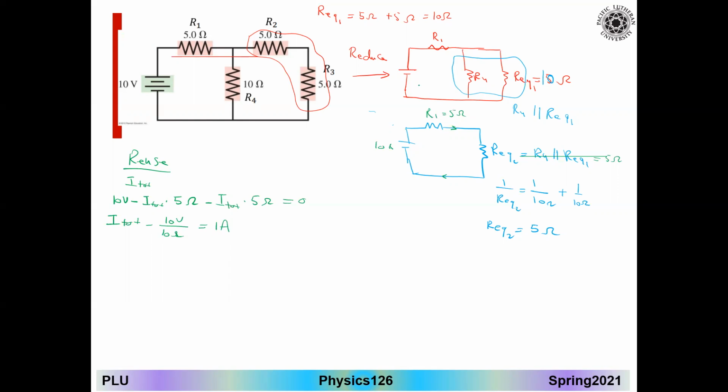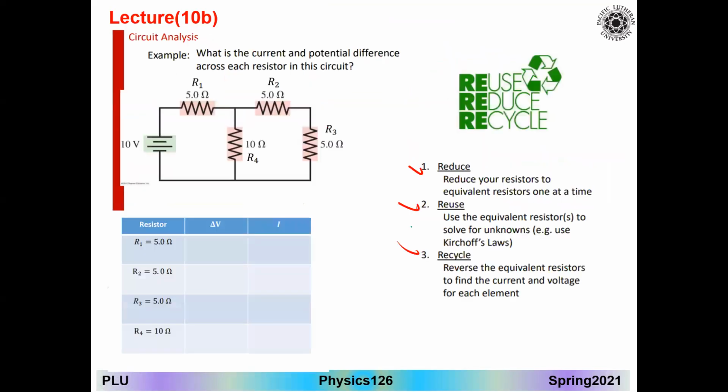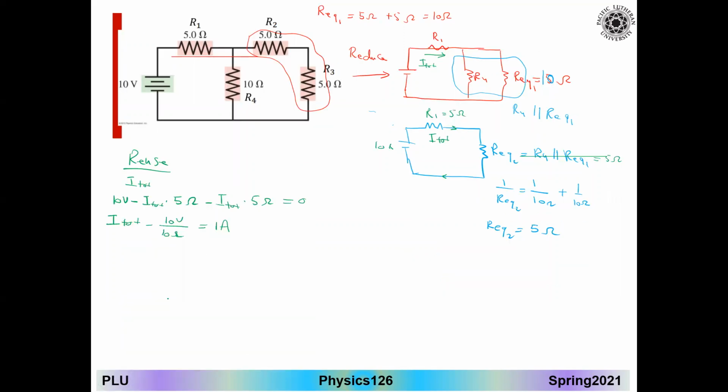So here is my total current. Keep in your mind, here is the I total. It's the same current that we found here. Here is the same thing, I total. Okay, that's the reuse. Now, the last step from our steps here is recycle. So now I am at the stage of recycle.